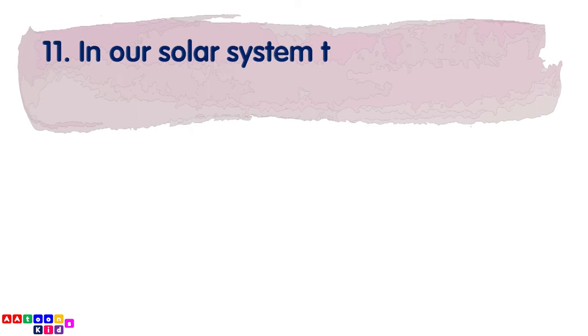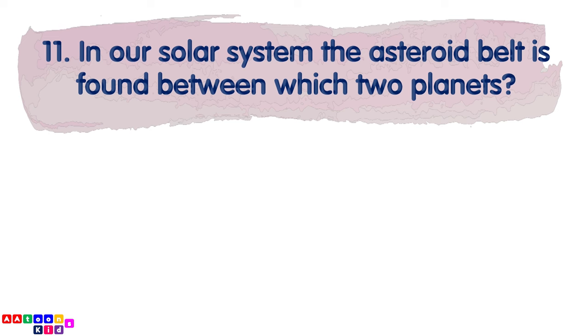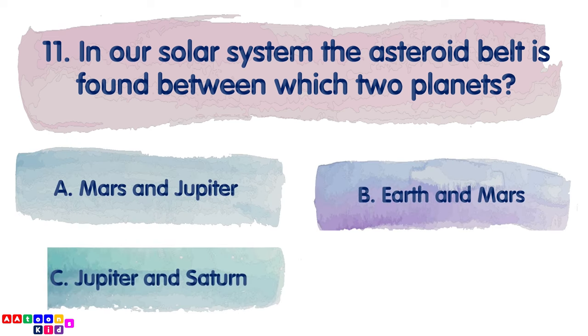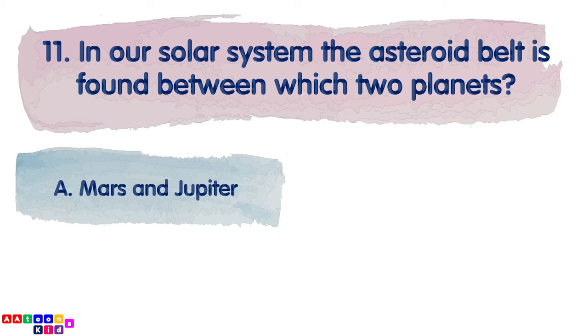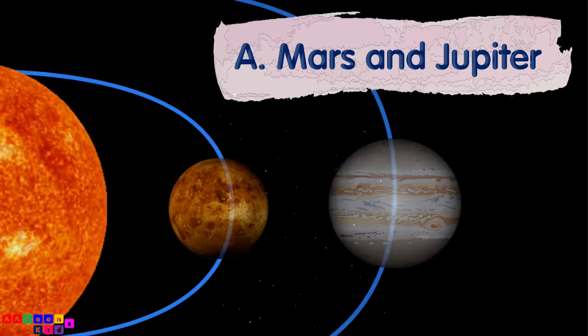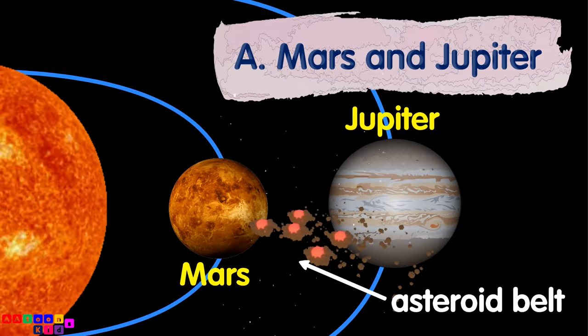In our solar system, the asteroid belt is found between which two planets? Mars and Jupiter. The asteroid belt is found between Mars and Jupiter.